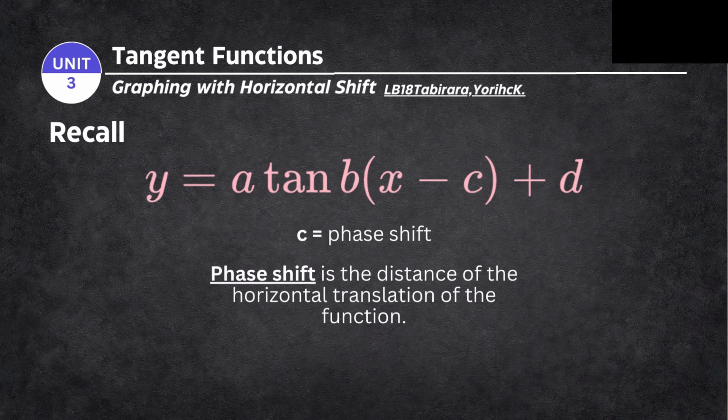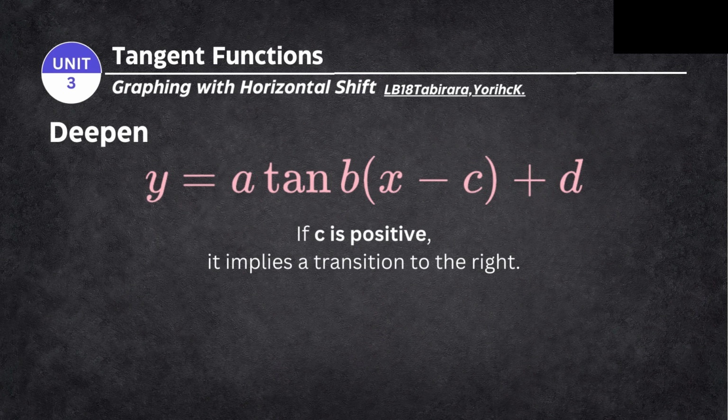In case of the horizontal shift, what we are dealing with is the phase shift. So c is equal to the phase shift. So phase shift is the distance of the horizontal translation of the function. To further deepen our understanding, let us look at both cases where c is positive and c is negative. So if c is positive, then it implies a translation to the right.